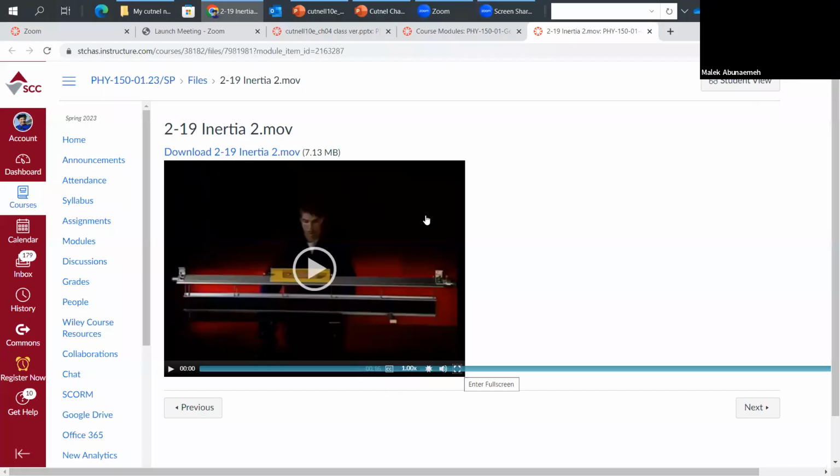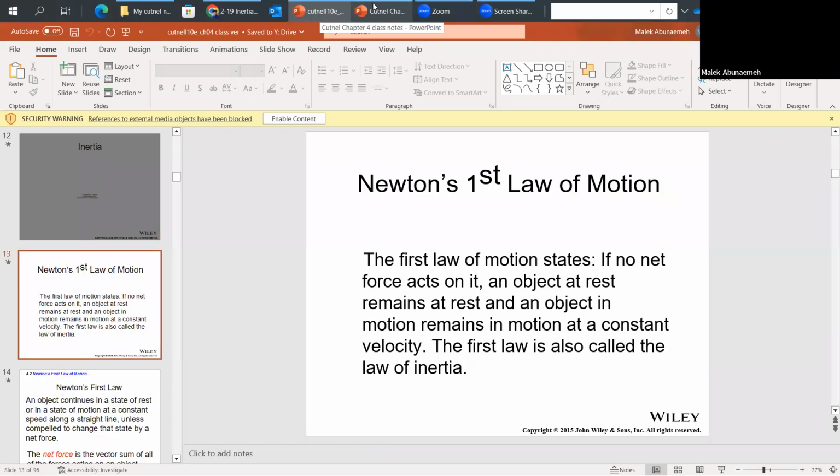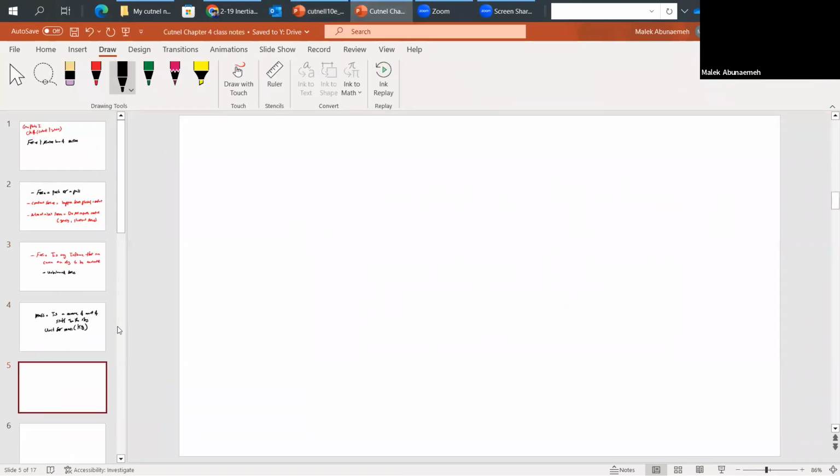Which brings us to Newton's first law. Newton's first law states that if no net force acts on an object, an object at rest remains at rest, and an object in motion remains in motion at a constant velocity. This first law is also called the law of inertia. So let's go ahead and write that down. This is Newton's first law of motion.